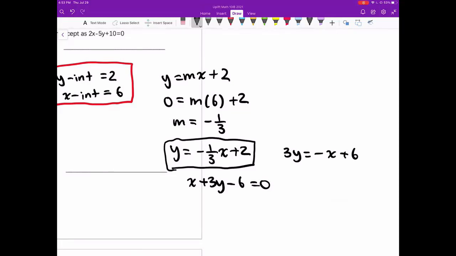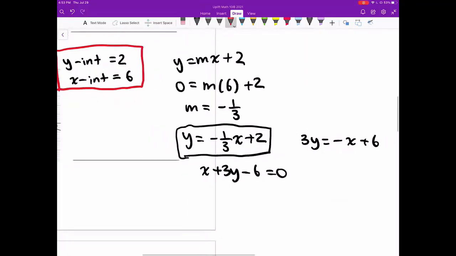Edward, the x is off. Wait, Edward, did you get to this form? Like this equation? Yeah, you did? Okay. So multiply both sides by 3. Oh, okay. Yeah, that makes sense.